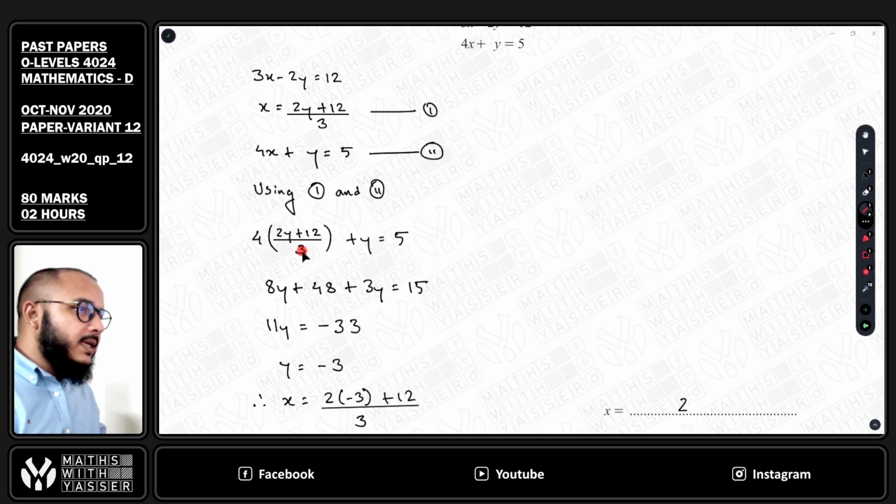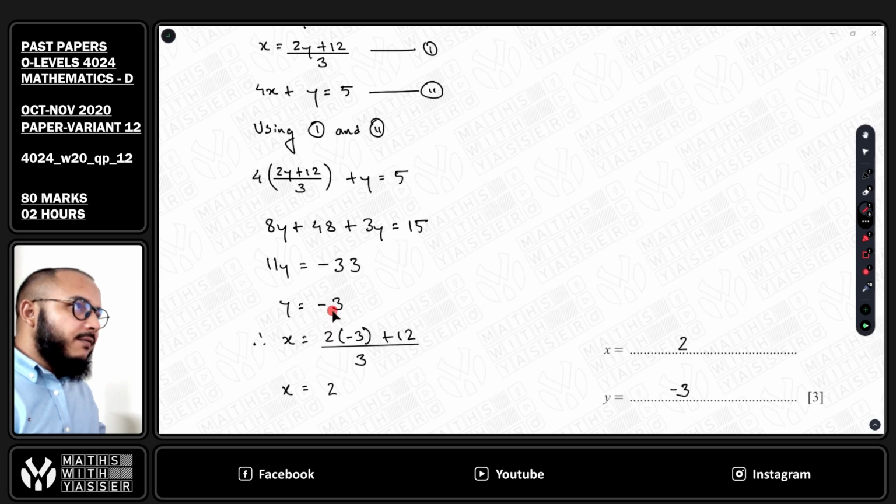So if you're taking this 3 and multiplying it with the 5, then before you take it away, you must multiply with the value which does not have anything in the denominator. So 8y plus 3y will be 11y, and 15 minus 48 will give me negative 33. Therefore, y should be negative 33 over 11, which is negative 3. So that is the value of y.